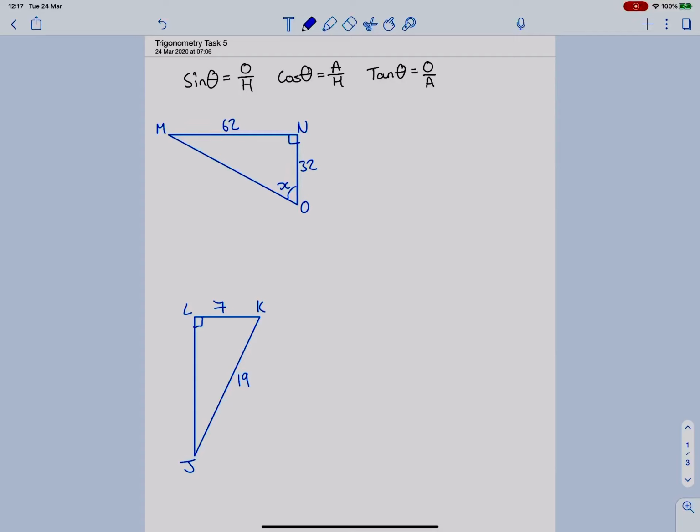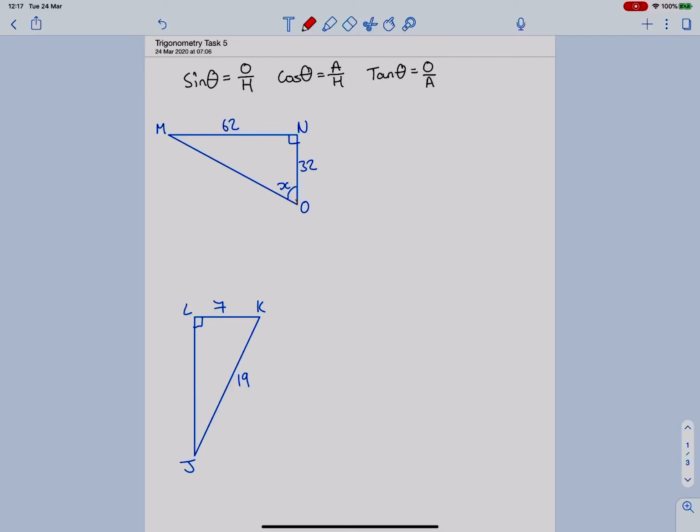So task 5 is now you're trying to find a missing angle. So it's slightly different. Before, you were given the angle, you were given one side and you had to find the other side. Now you're given two side lengths, but you've got to find the missing angle. So from this first triangle, you're all quite good at this.